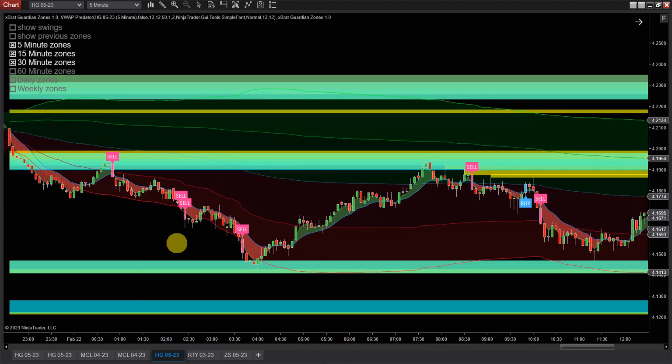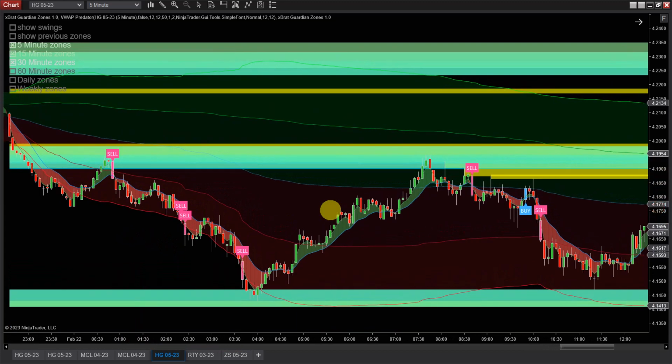let's talk about the trades we take and the trades we don't. So we've come down through a 15, 30 and 5 minute support zone. We've come back up to test it. We get a sell signal, we go short. Okay, it's coming all the way down. We get other sell signals here.